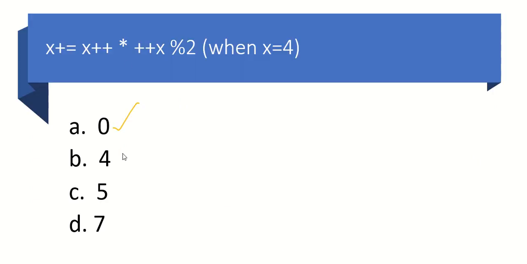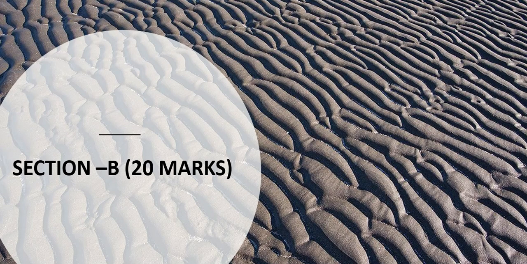Next one is 0, because here first when you multiply 4 into 0, so here x plus is equal to 4, 0, x is equal to x plus 0, that becomes 4. The answer will be 4 here, not 0. The answer will be 4. Please make a note, the answer is 4, not 0.